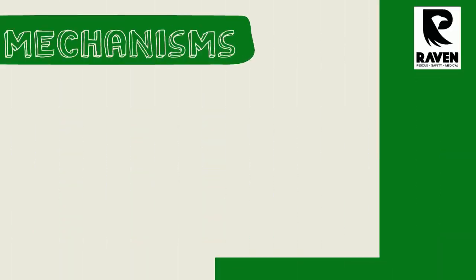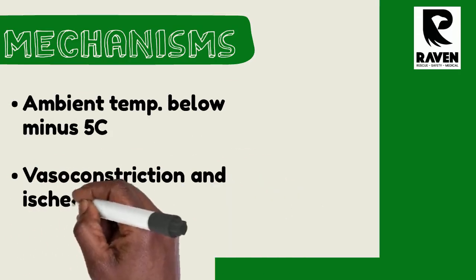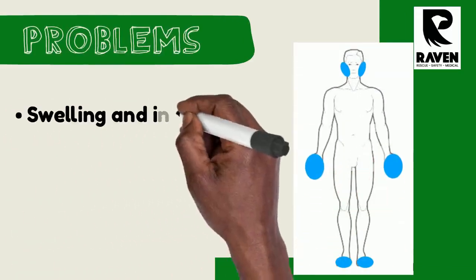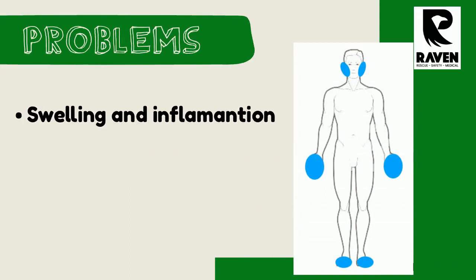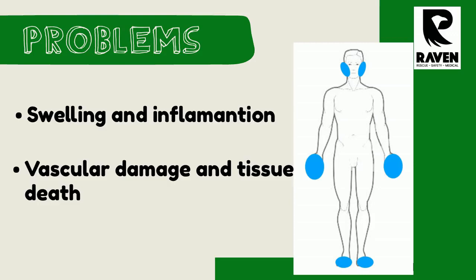So as the name implies, cold injuries are a result of being in a cold environment at or below zero. These cold environments cause vasoconstriction, predominantly in your extremities, so your fingers, your toes, and your exposed skin, i.e. your face. This vasoconstriction will cause the tissue to run out of oxygen, and we call that ischemia. The vasoconstriction and lack of oxygen, or ischemia, will lead to swelling and inflammation in that damaged tissue. As well, it will also damage the blood vessels and can lead to tissue death.